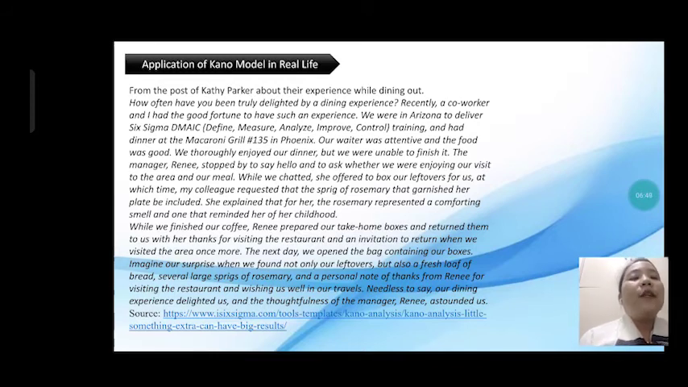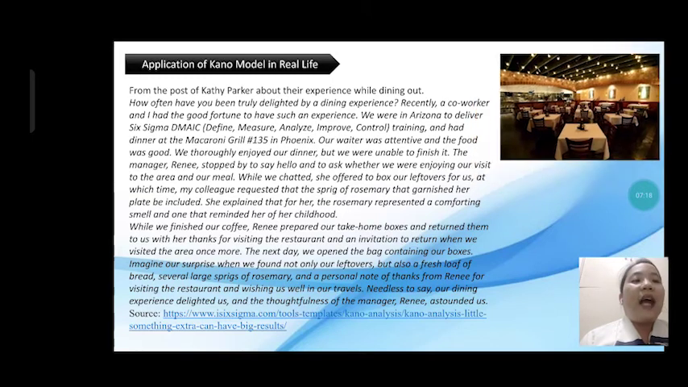The next day we opened the bag containing our boxes. Imagine our surprise when we found not only our leftovers but also a fresh loaf of bread, several large sprigs of rosemary, and a personal note of thanks from Renee for visiting the restaurant and wishing us well in our travels. Needless to say, our dining experience delighted us, and the thoughtfulness of the manager Renee astounded us.